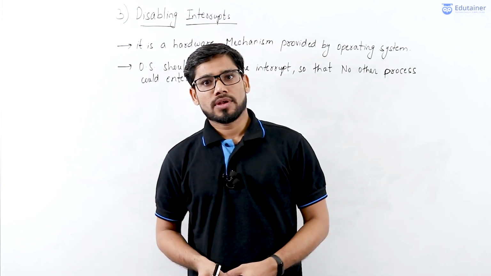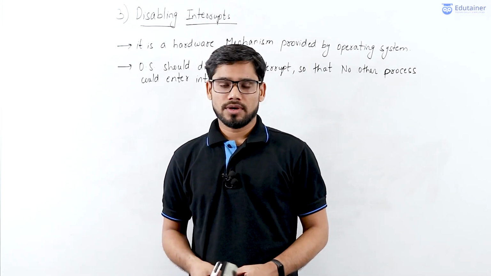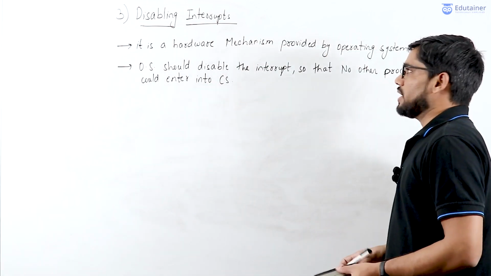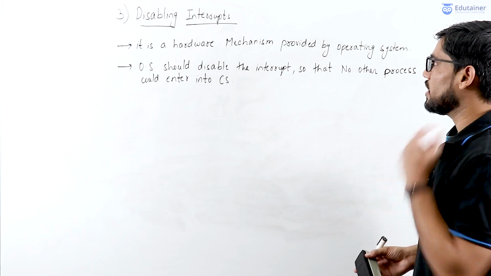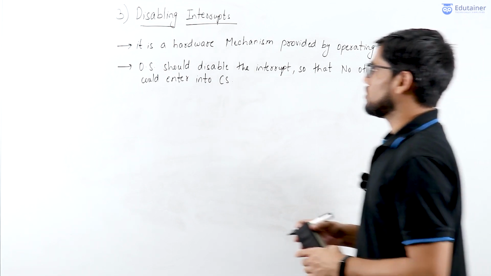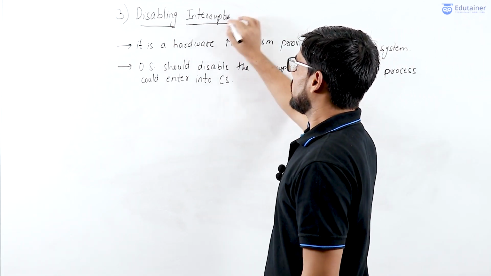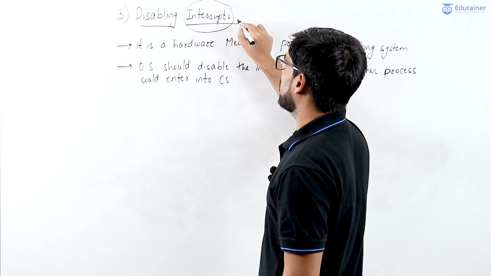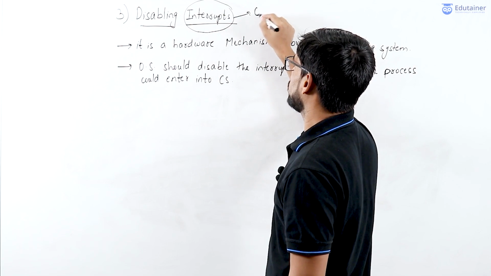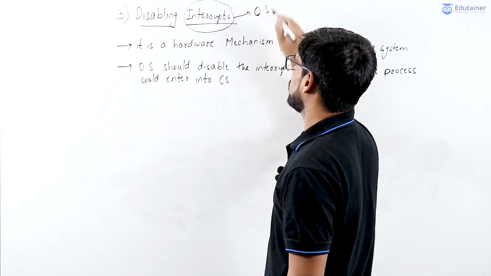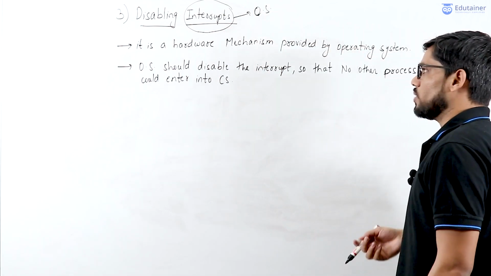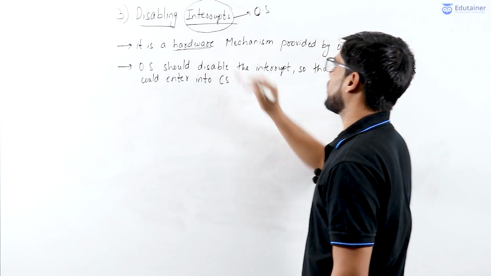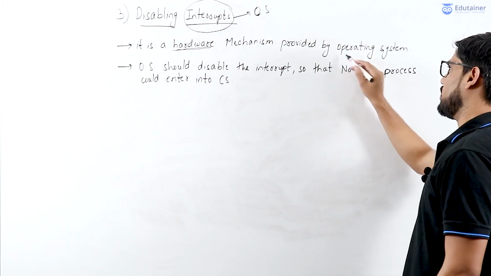Hi everyone. Let's see the third busy waiting solution. It is disabling interrupt. Disabling interrupt is basically a system process, or you can say a system call, which is provided by the operating system of a particular computer. So it is a hardware mechanism. It is very important to note that it is a hardware mechanism provided by the operating system.